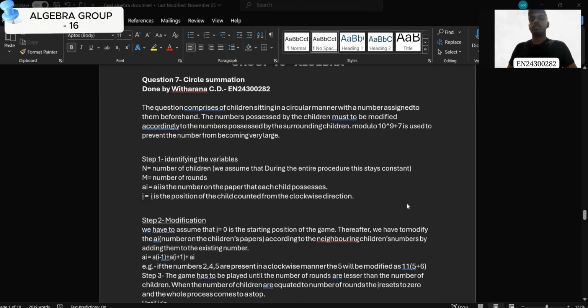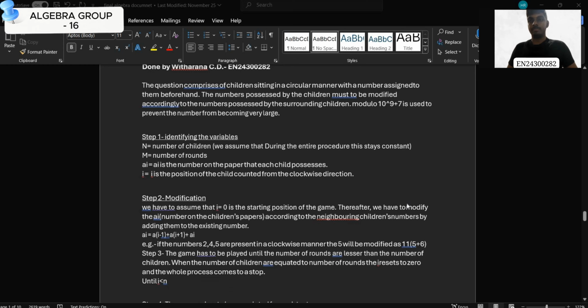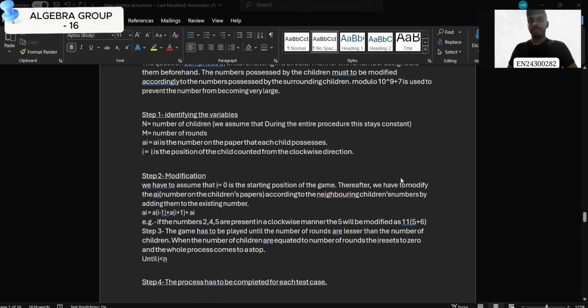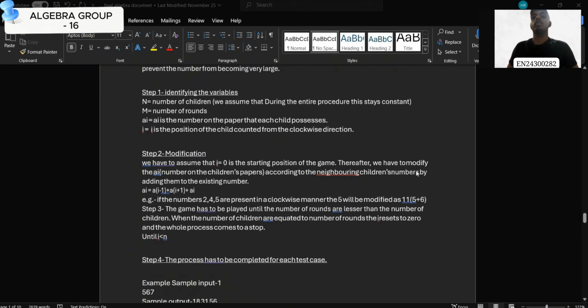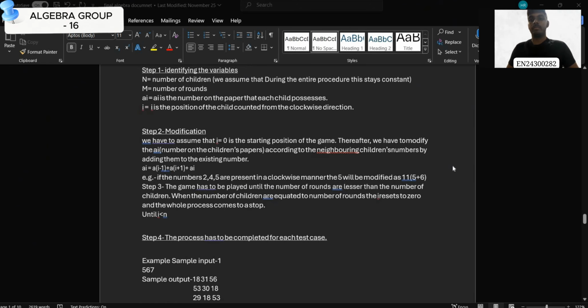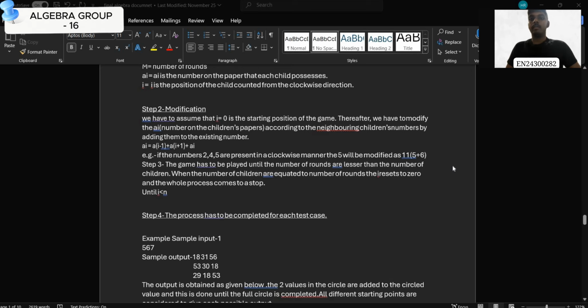The problem that we are focusing on is the problem of circular summation. The children are sitting in a circular manner with numbers assigned to them. The variables that we should consider are L, the number of children, M, the number of rounds, AI, the number that the child possesses, and I, the position counted in the clockwise direction. We have to assume I is equal to 0 at the starting point.